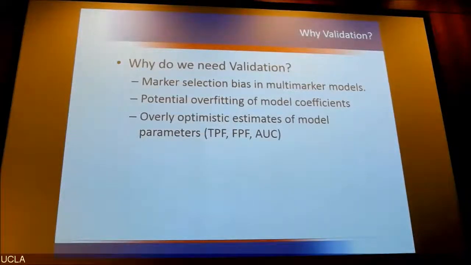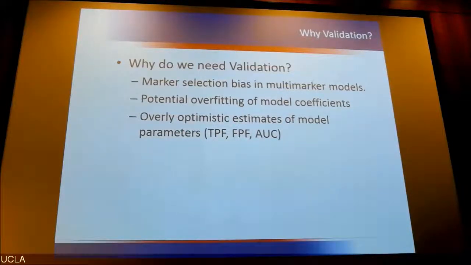So validation. The reason that we need validation is, as I mentioned, one of the key ones is marker selection bias. If you have a large number of markers and you create a model, you're going to be able to create a model that looks really good. One of the research projects that I did with one of the other statisticians in my group is we did a simulation study to see, if you're allowed to choose from 100 markers and you have, say, 50 cases and controls, what would you expect the area under the ROC curve to be if those markers are just random noise?